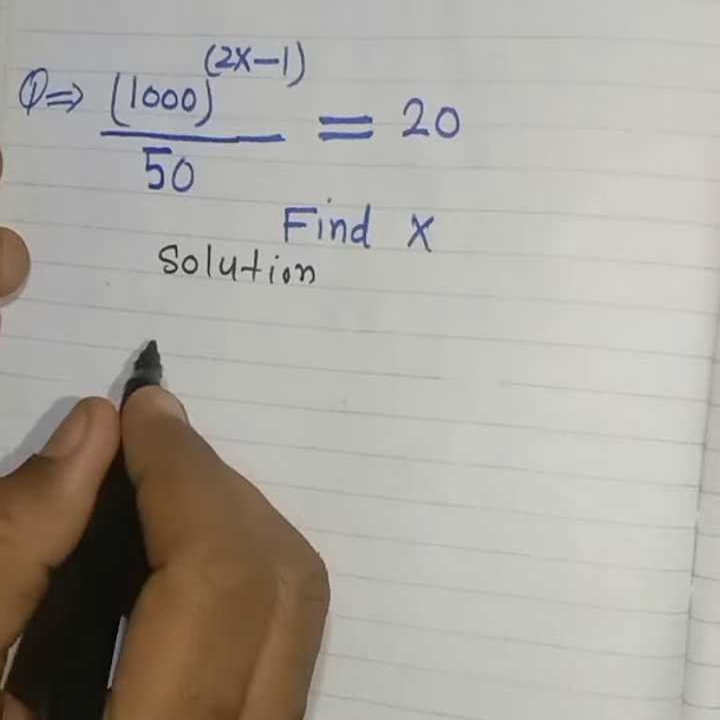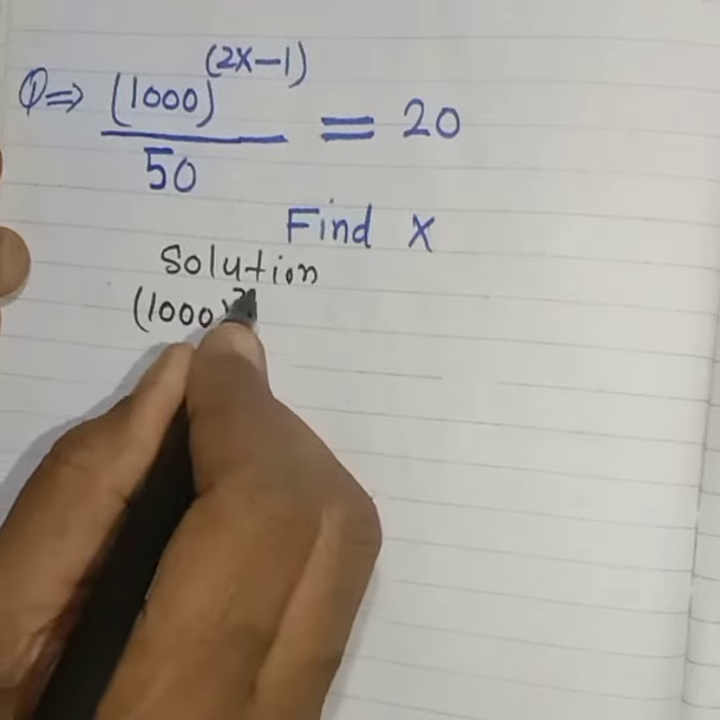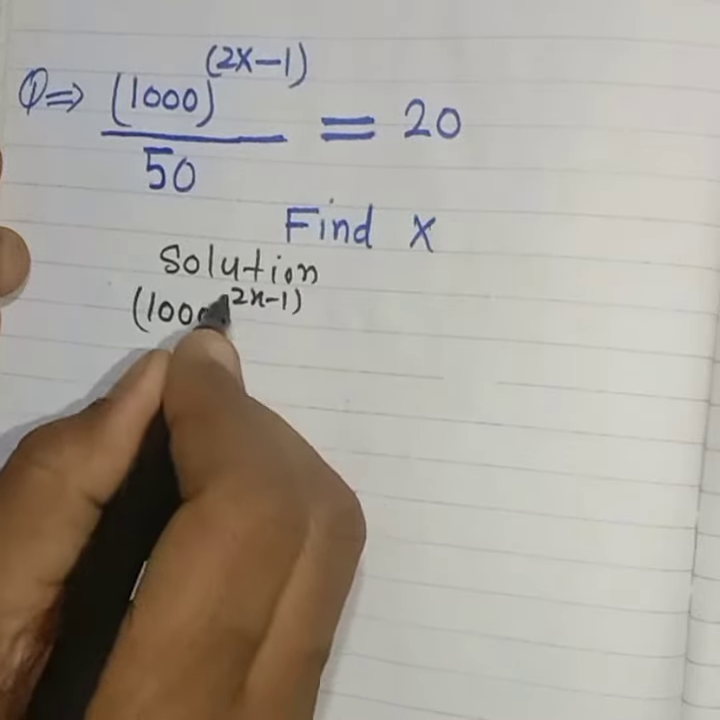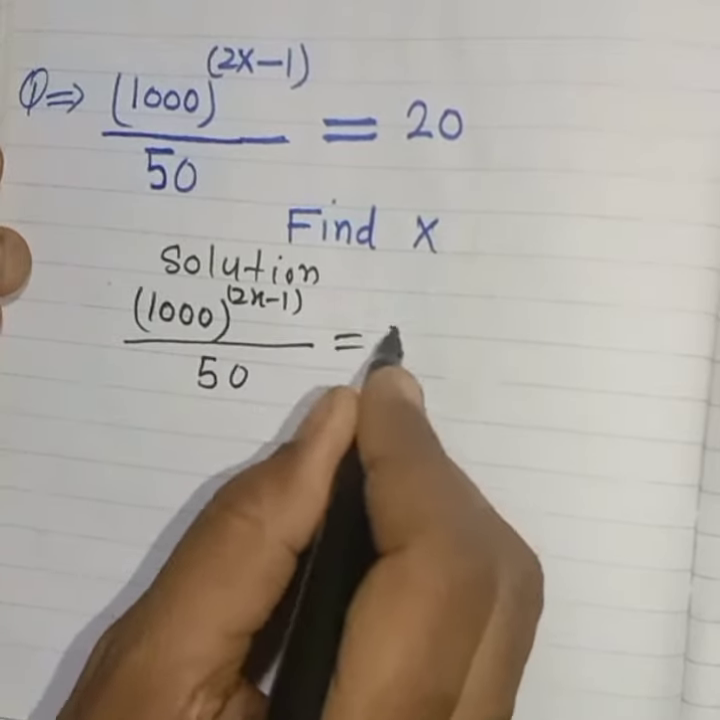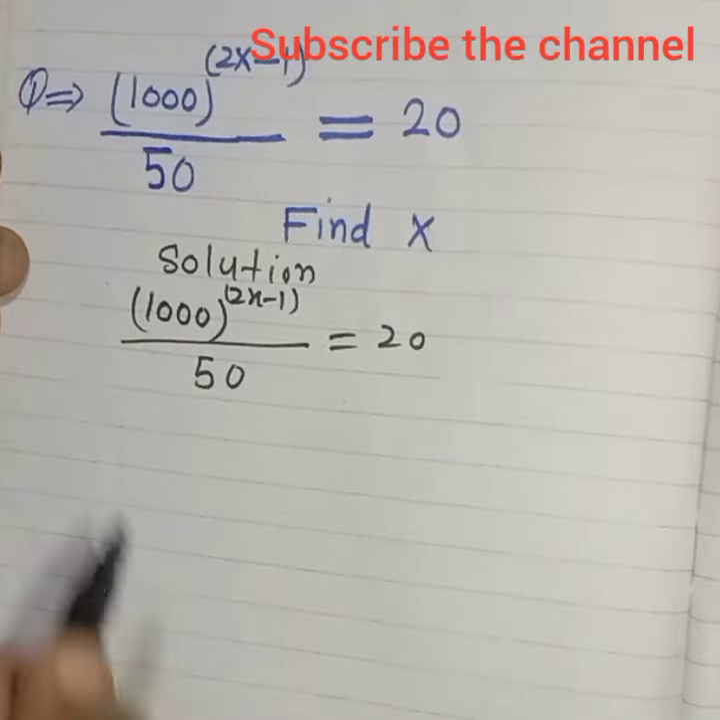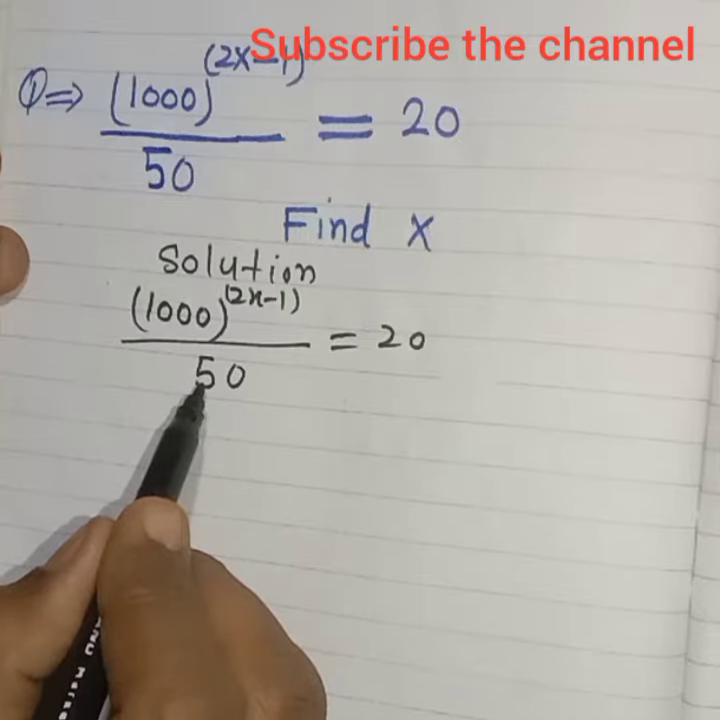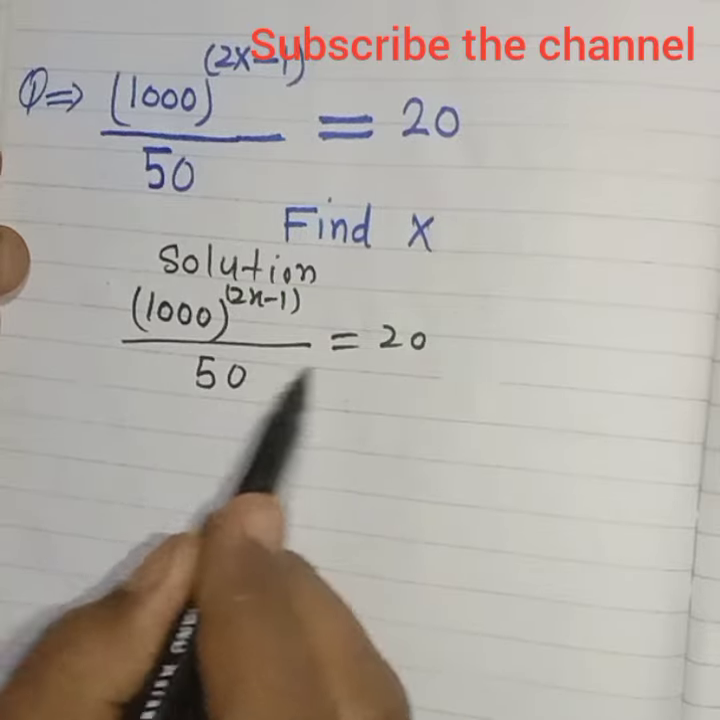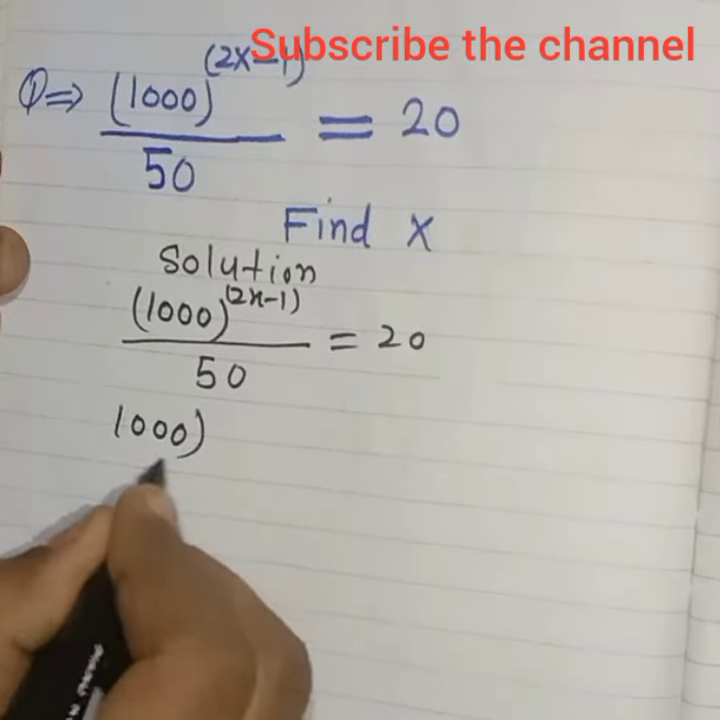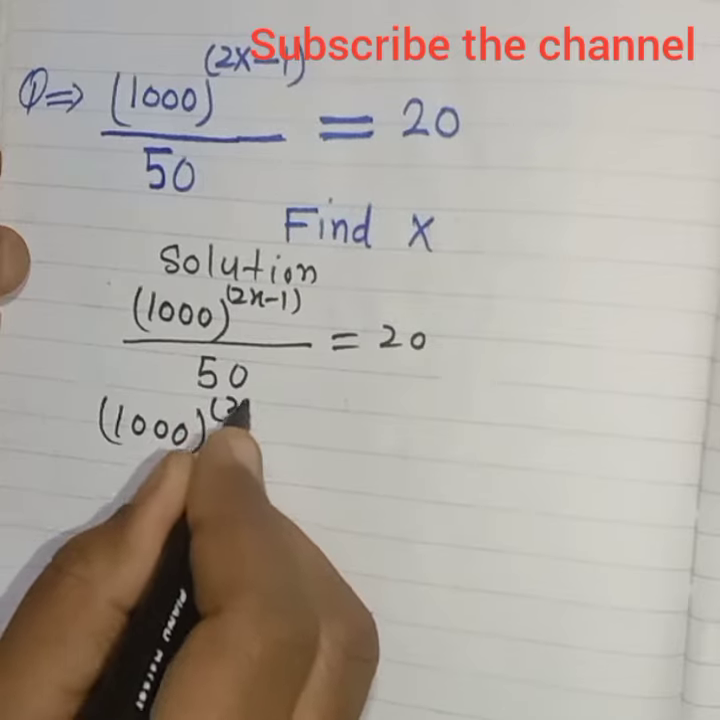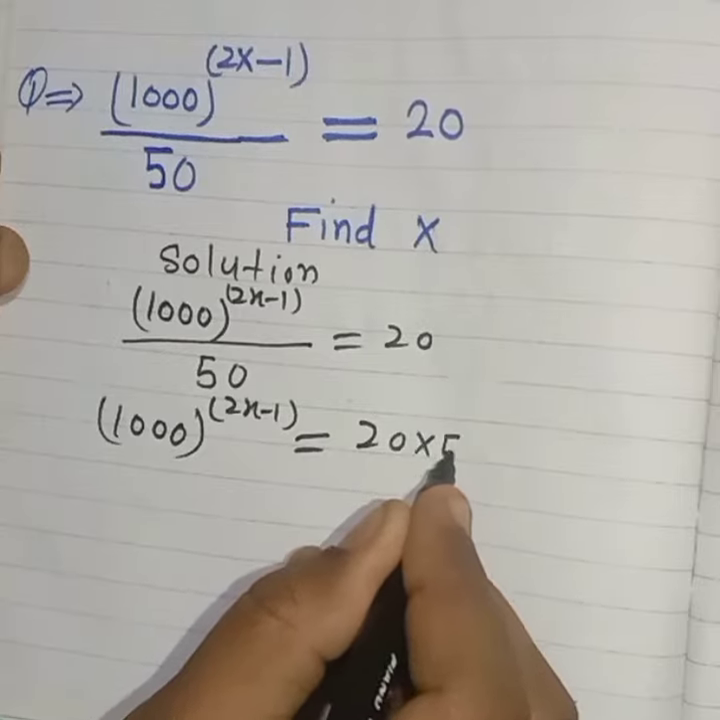Solution. The equation is 1000 power 2x minus 1 over 50 is equal to 20. Now here 50 is in division. If I shift this 50 to the right hand side, it will multiply with 20. So 1000 power 2x minus 1 is equal to 20 multiplied by 50.